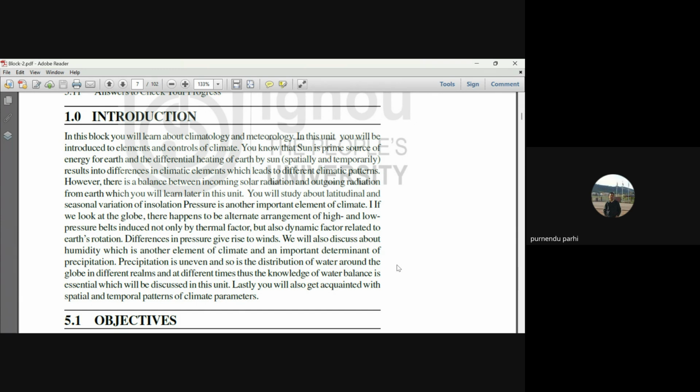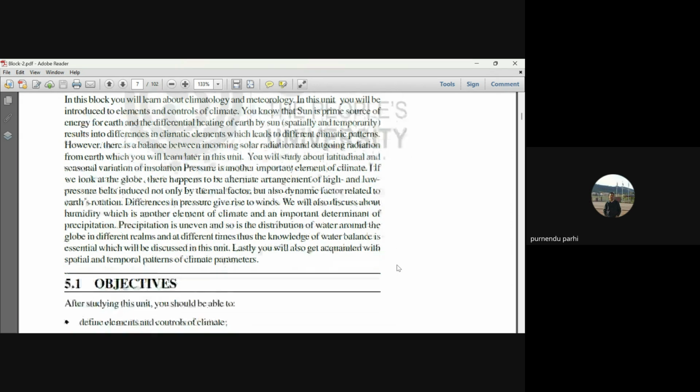Pressure is another important element of climate. If you look at the globe, there happens to be an alternate arrangement of high and low pressure belts induced not only by thermal factors but also dynamic factors related to the earth's rotation. Difference in pressure gives rise to wind. We will also discuss humidity, which is another element of climate and an important determinant of precipitation. Precipitation is uneven, and so is the distribution of water around the globe in different regions and at different times. Thus, the knowledge of water balance is essential, which will be discussed in the unit. Lastly, you will also get acquainted with spatial and temporal patterns of climate parameters.